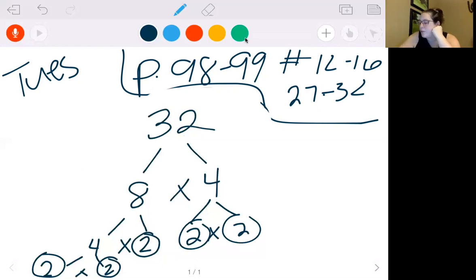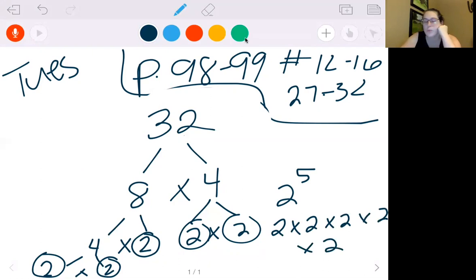Now I have 2 to the 5th power, or 2 times 2 times 2 times 2 times 2. It just makes it a whole lot simpler if you go ahead and put 2 to the 5th power. And again, that 5 right here is because I have 1, 2, 3, 4, 5 2's.